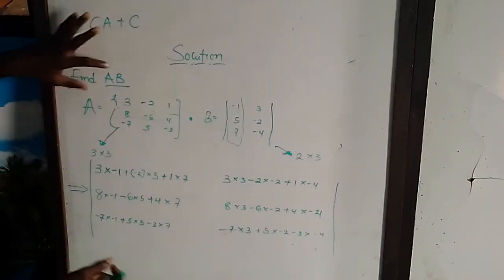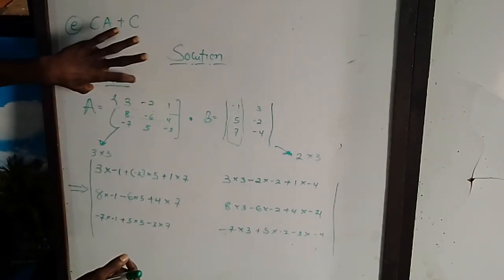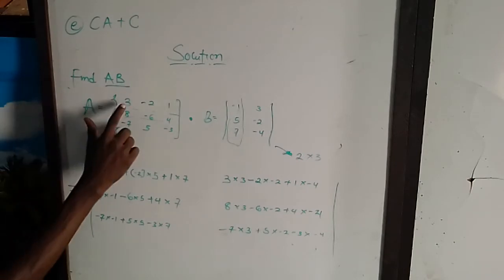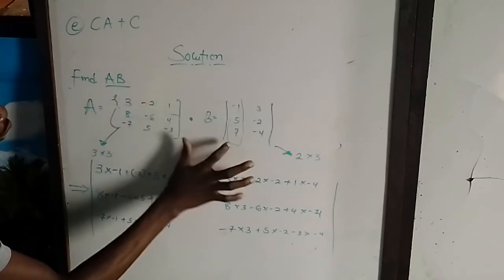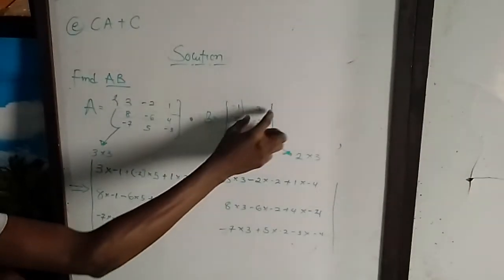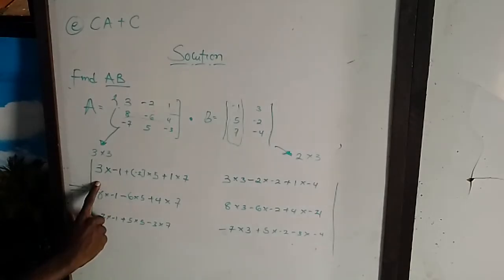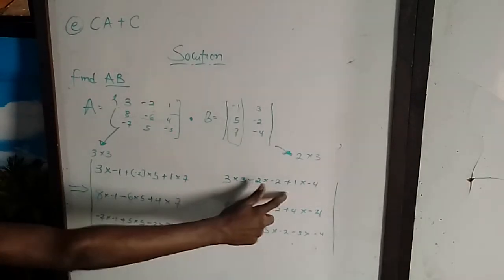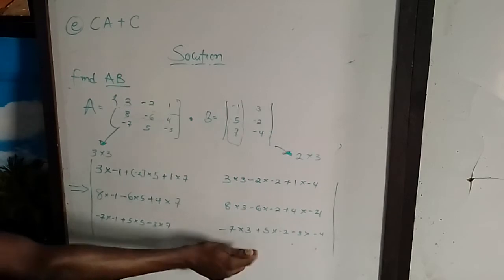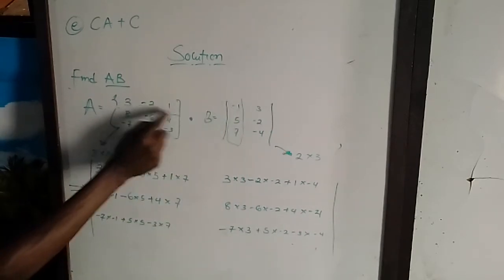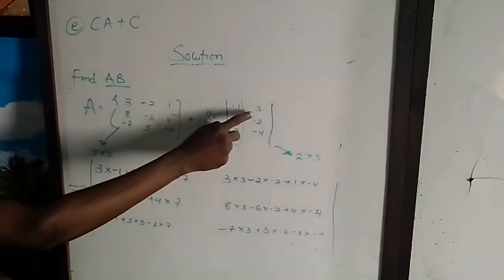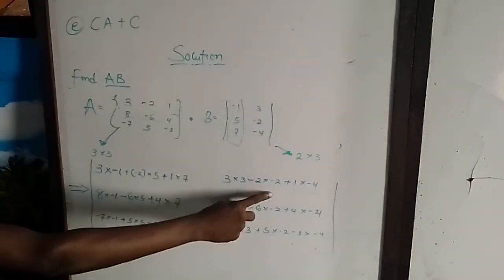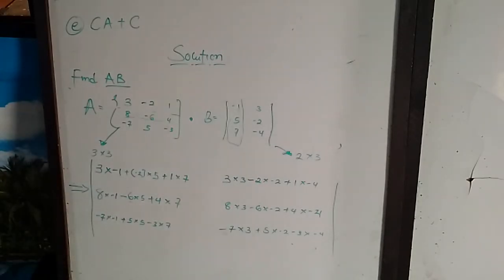If you are solving this kind of question, you are going to have your first row times this first column here. After you are done with this, you take another step, times it with this second column. That's how we derive to this and this, then this and this. 3 times minus 1, minus 2 times 5, 1 times 7. That's how we get it. Then 3 times 3, minus 2 times this. So let's move on.